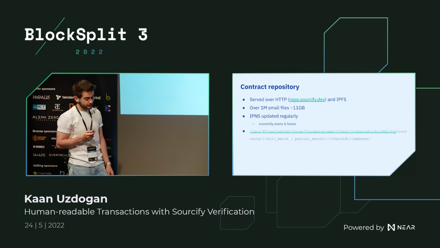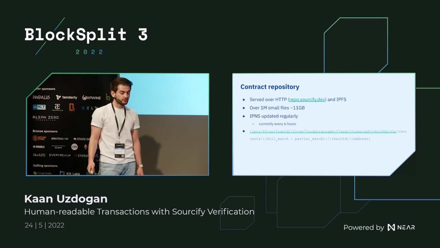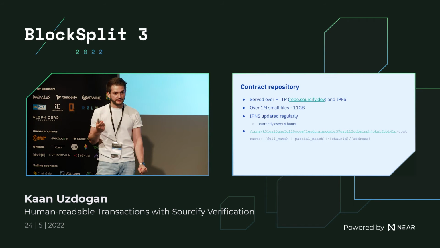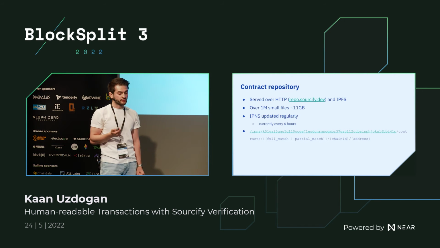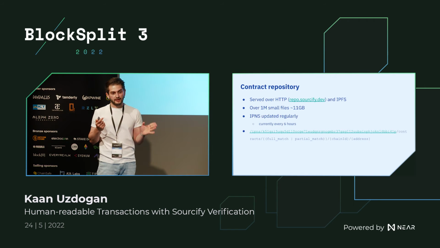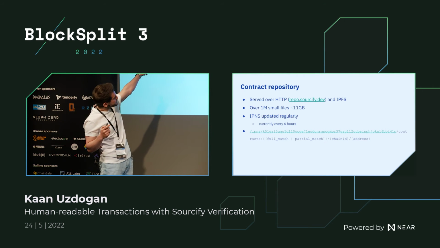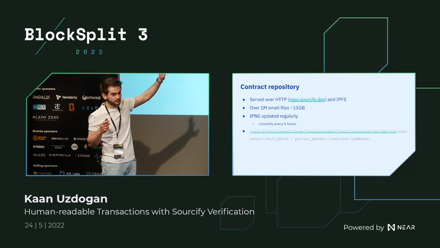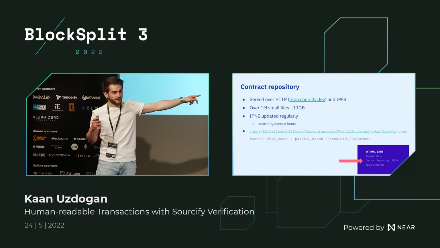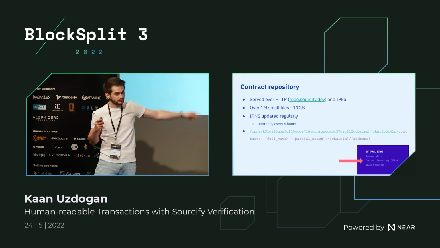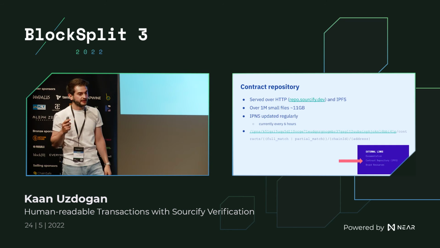So right now we have a contract repository of verified contracts, and this is served over both HTTP and IPFS. We have over 1 million small files. It's around 11 gigabytes right now, and we are also serving this over IPNS. It's updated regularly, and you can access it over IPNS with this. But if you don't want to parse this string, you can just go to our website and check out the footer to access it over an IPFS gateway.